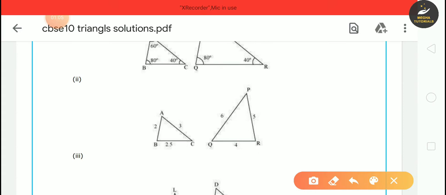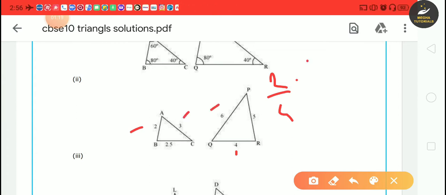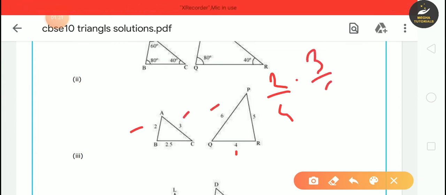Question 2. Triangle ABC and triangle PQR. AB is 2 and QR is 4, so you can write 2 upon 4. Then AC is 3 and PQ is 6, so you can write 3 upon 6, and BC is 2.5 and PR is 5, so you can write 2.5 upon 5.